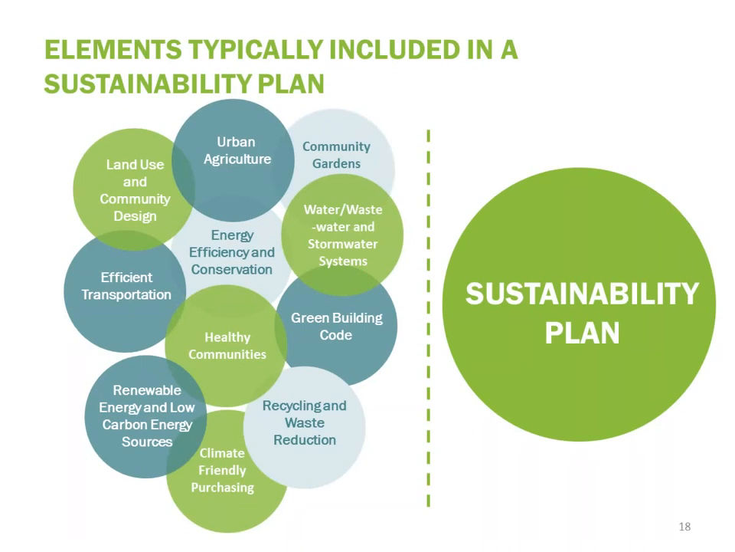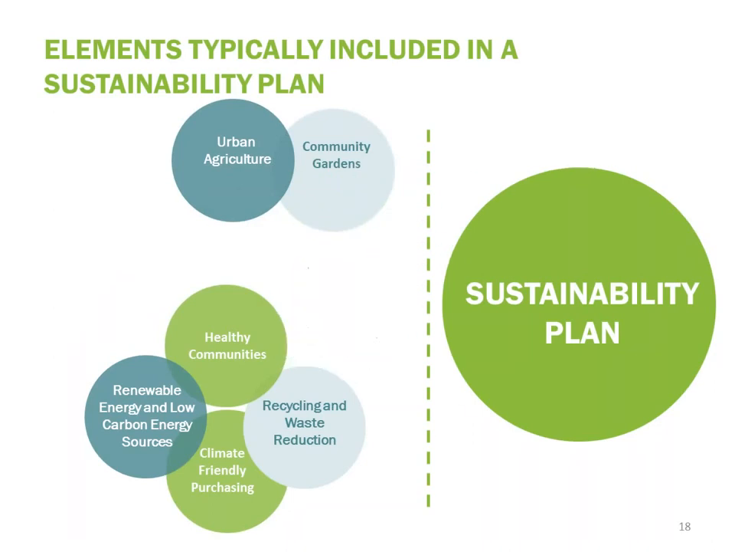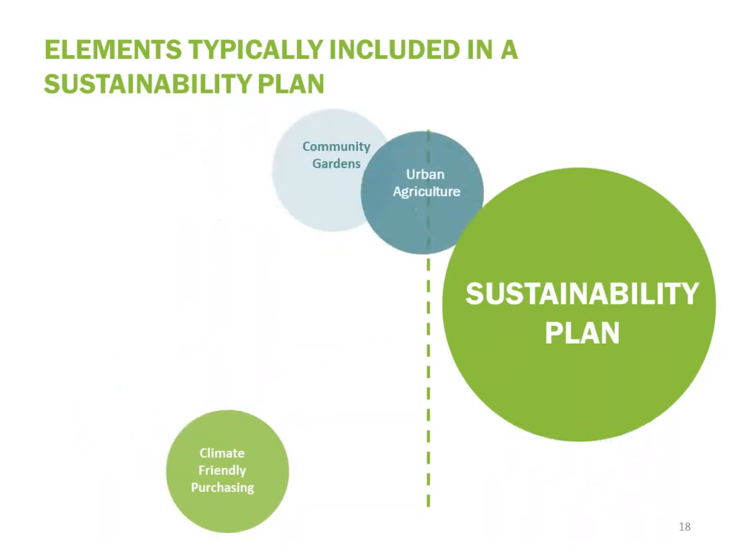Now, I like to call them elements. It reminds me of a general plan. Some agencies may call them sectors. Some call them goals. Some call them chapters. You know, the point is there are several categories out there. You just need to find the elements that best fit your community. Some elements include urban agriculture, land use, efficiency, transportation. I'm not going to go through all of them, but community gardens, green building code, recycling, waste reduction, climate-friendly purchasing, as well as healthy communities. Again, the key here is to identify the topics that best fit your sustainability plan.